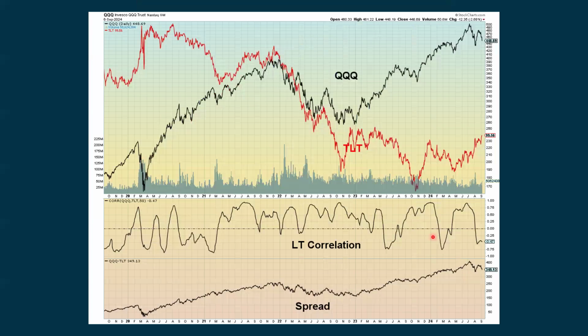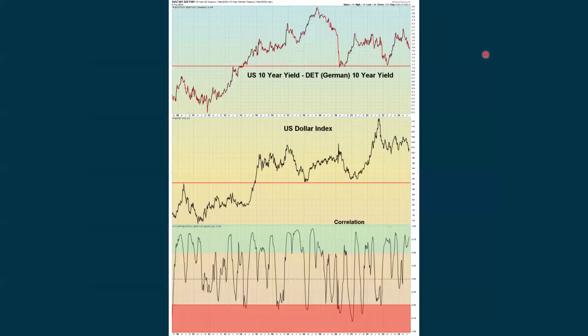We do that same kind of approach here, but we look at the QQQs instead of the S&P 500, and then we have the long-term bond ETF again, and they're also having a tendency to go in opposite directions. You can see here the red line's been going up lately, where the QQQs have been coming down.